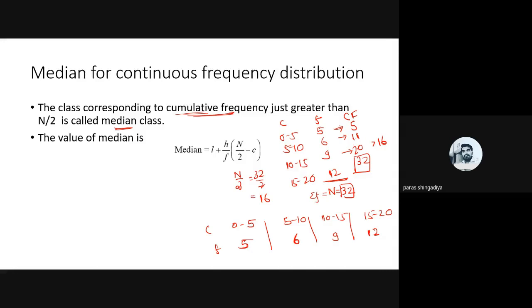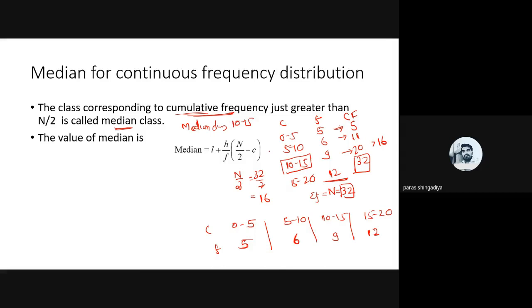Clear? This value is just greater than 16. After 16, which value is greater in the CF? That is 20. So according to 20, which class is there? That is 10 to 15. Okay, so 10 to 15 will be our median class.